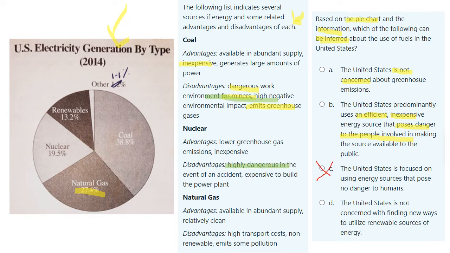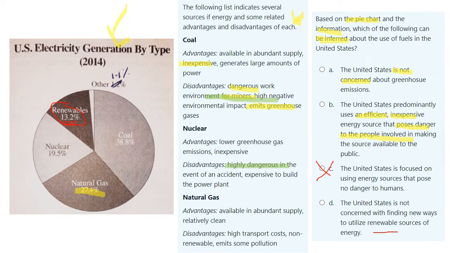And D, the United States is not concerned with finding new ways to utilize renewable sources of energy. Well, renewables is only 13.2%. Are they concerned about it? Yes or no? Well, the simple answer is we don't know. By looking at this pie chart, we can see that 13.2% comes from renewable energy.